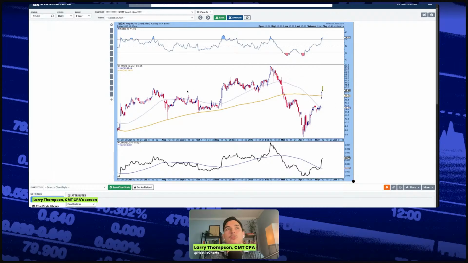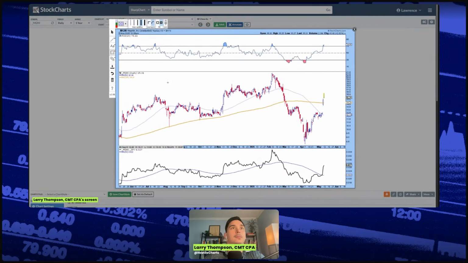Now the rubber meets the road here at this overhead supply. It's kind of in this area, right? It was support, and it kind of cracked through it. And now we're wondering, is this going to hold? That's my question right now. Is this level going to hold? That's what I'm curious about.